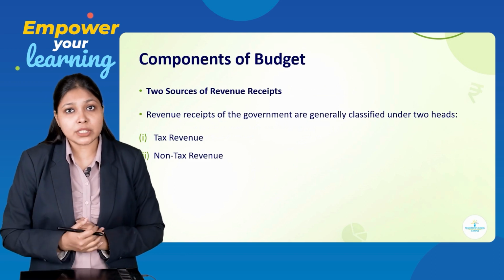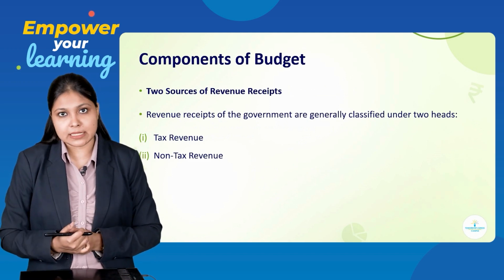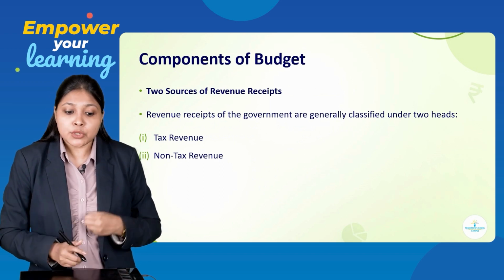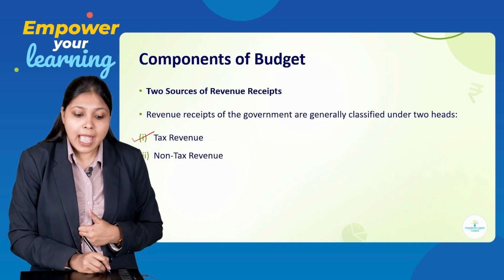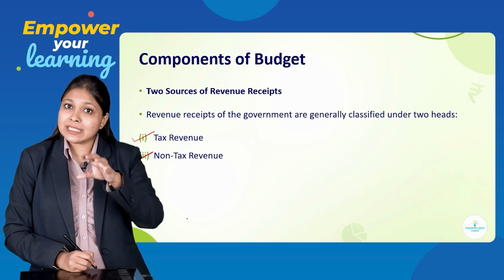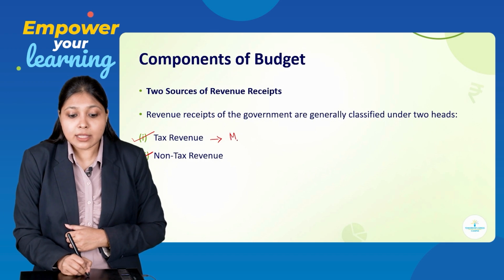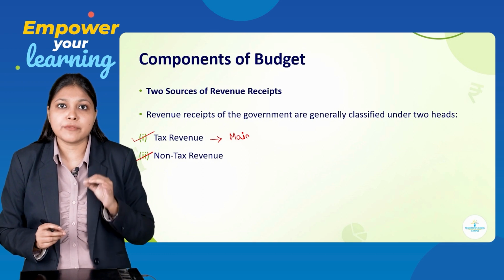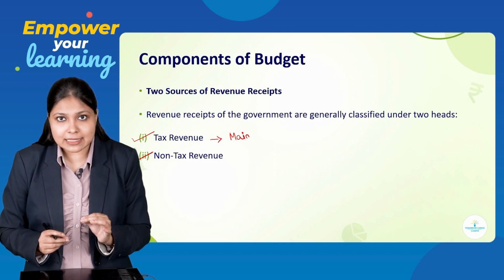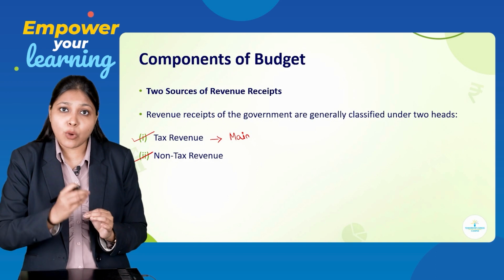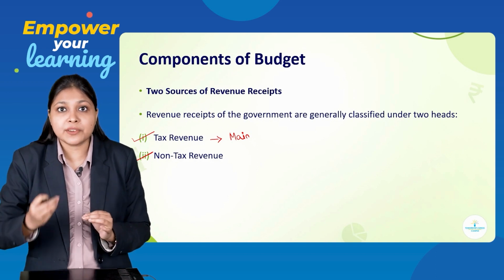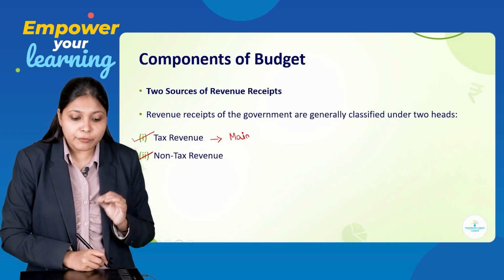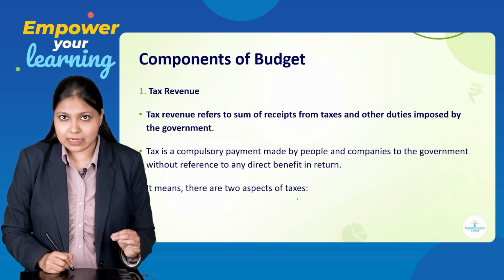Now, very important, two different sources of revenue receipt. What are the two different sources of revenue receipts which the government is going to get? It is from tax revenue and non-tax revenue. Tax revenue is called the main source of revenue for the government. The most important source of revenue for the government is tax revenue. Apart from tax, there are also some sources through which the government raises its income, but that will be called non-tax revenue. So, first of all, let us discuss tax revenue.